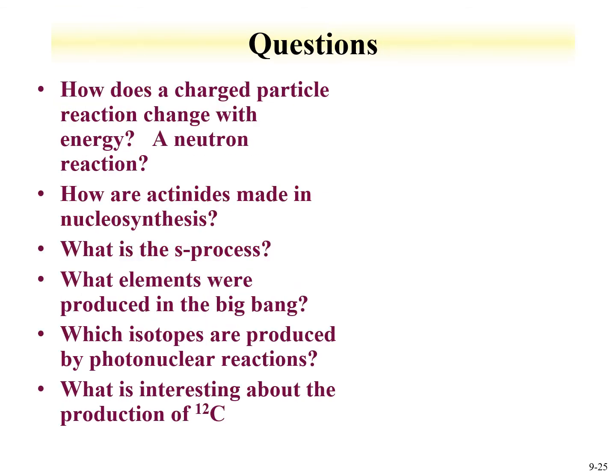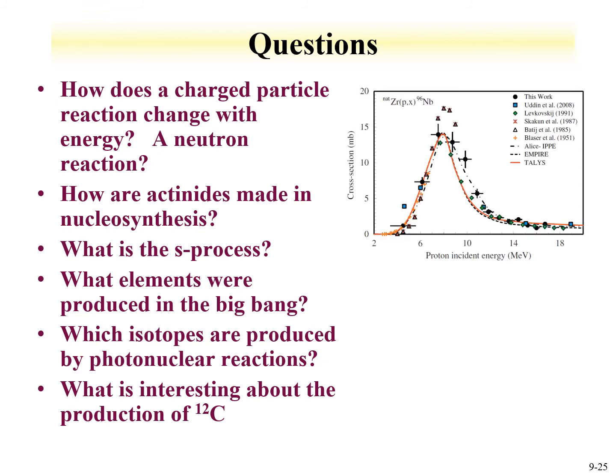How does a charged particle reaction change with energy? And this includes a neutron reaction, so we've already discussed that in the previous page. But as an example with another charged particle, more details: as opposed to just seeing a cross-section increase, we can see a cross-section increase with energy, and then we'll reach a maximum, and then as we increase the energy, the cross-section decreases.